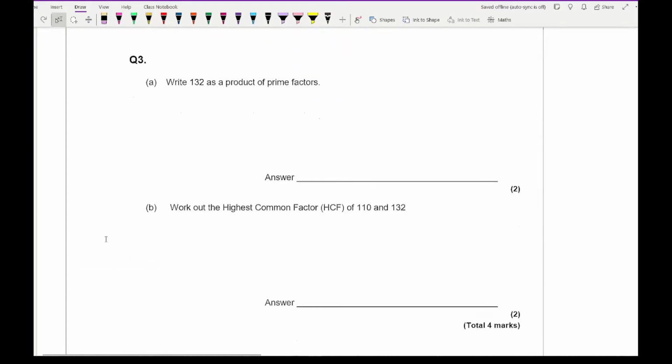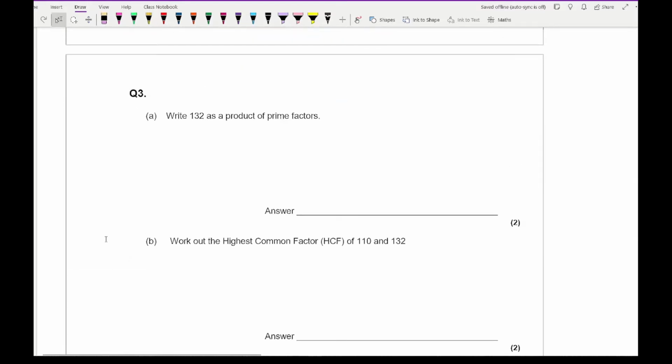Then moving on to question 3, it says write 132 as a product of its primes. Now again, if you've got a calculator, you just simply press 132, press equals, and then press shift and fact, and it should give you your answer straight away, and it should give you the full marks. Where the 2 marks will come from is basically using powers, so make sure you're using indices.